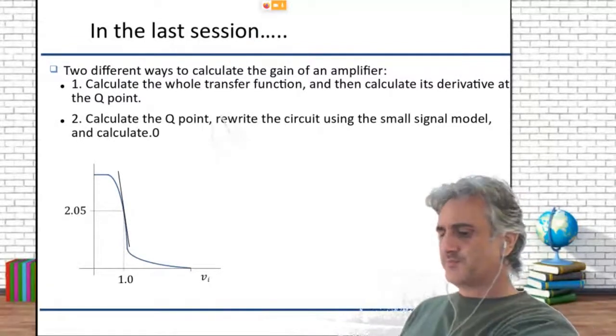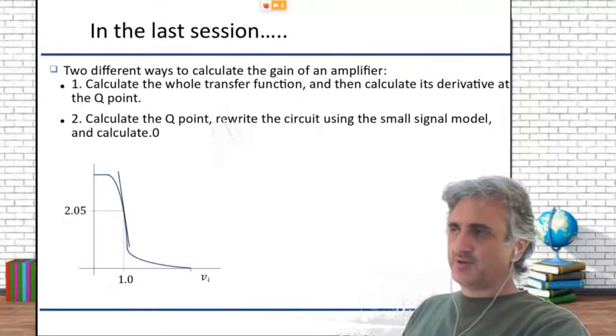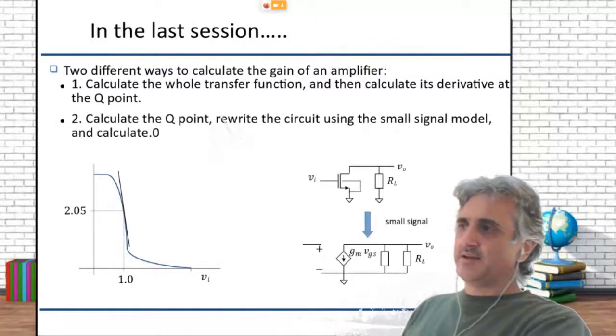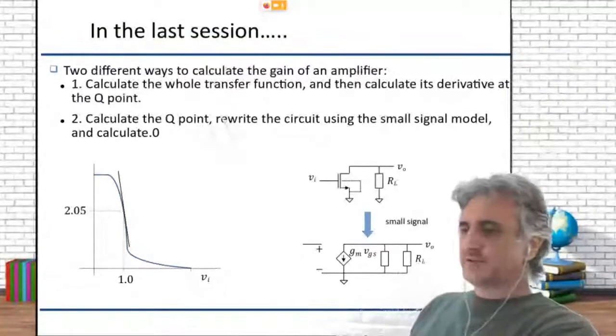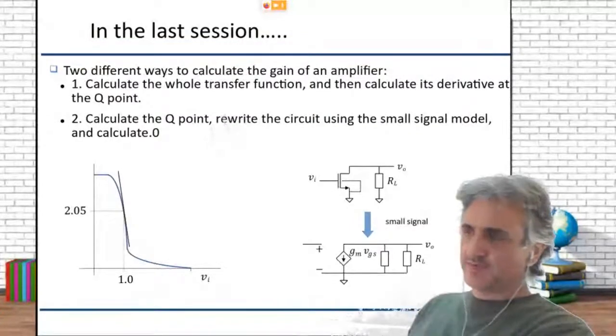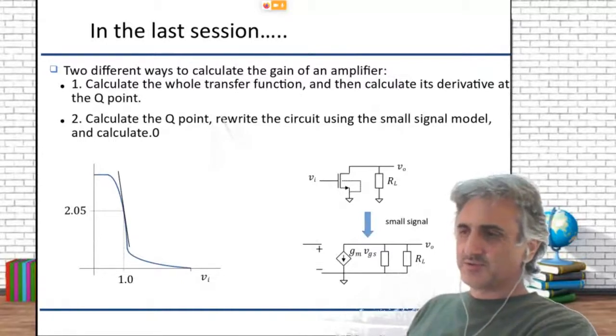And the second way we saw was, okay, let's do something more intelligent. First of all, let's use the long channel static model, the large signal model, to calculate the quiescent point. And then we rewrite the circuit using the small signal model, and then we calculate the gain and so on. Okay? These are two different ways, and finally they are equivalent. But the second way, even if it looks a little bit more complex, it's much easier when you have more than one transistor. Okay, so it's always easier, and it's a two-step process.